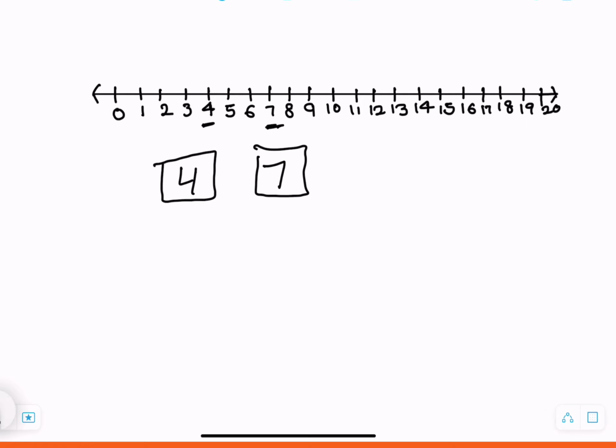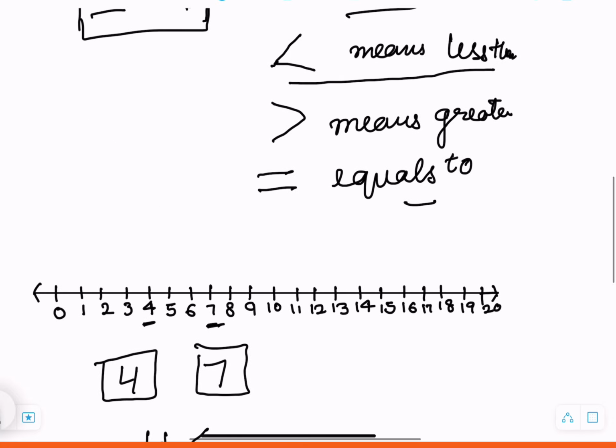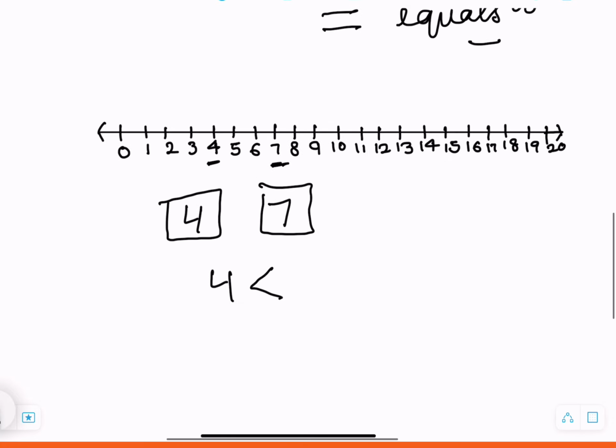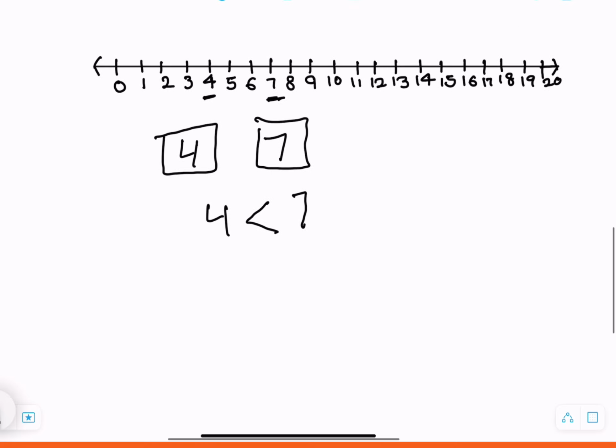So if you want to show it, we will say 4 is the lesser one. Our sign was the same one, right? Now the 4 is smaller, so that's why we use this side. And 7 is the greater one, and the open mouth is on the greater one. Now you got it?